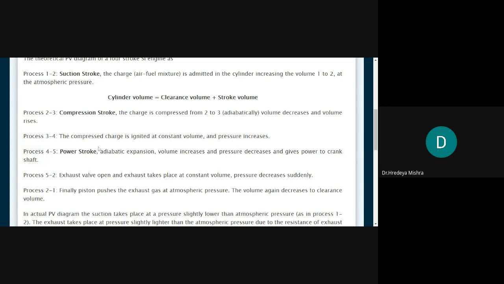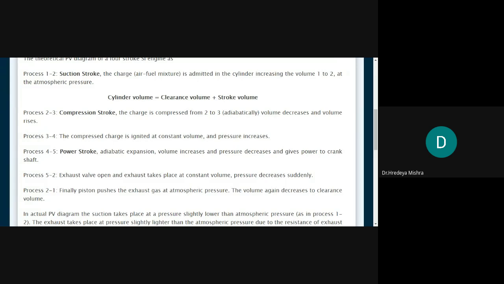The second process, 2 to 3, is the compression stroke. The charge is compressed from 2 to 3 adiabatically, volume decreases and pressure rises. Then 3 to 4, the compressed charge is ignited at constant volume and pressure is increased.